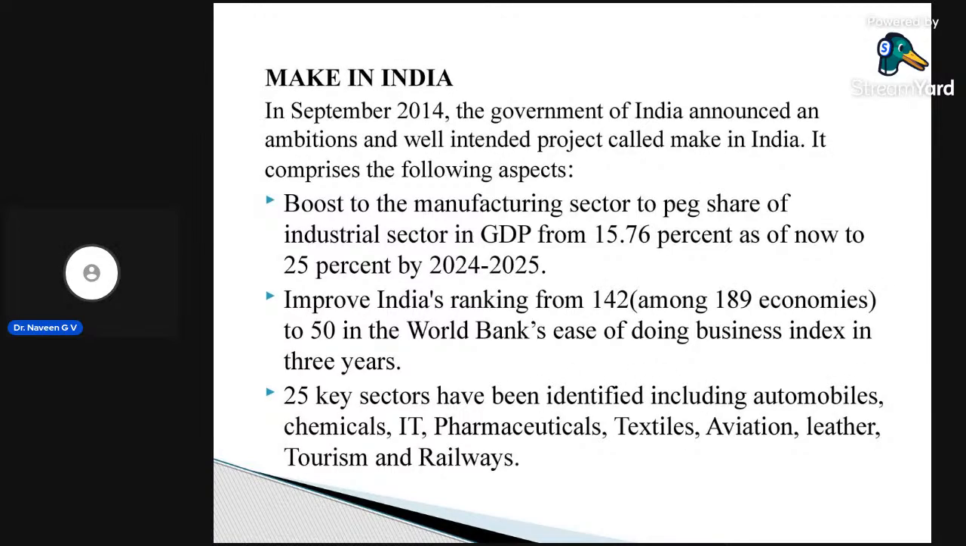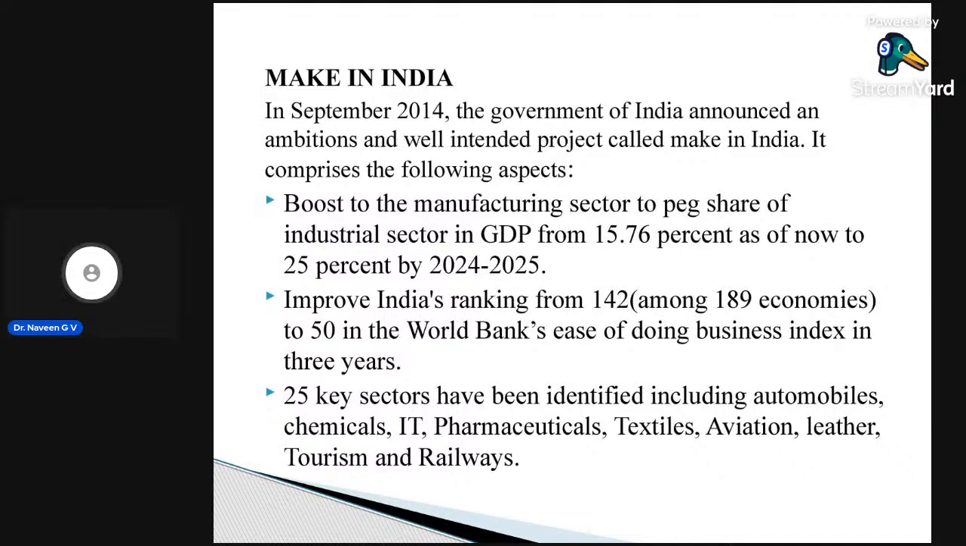Then come to the point of Make in India. Make in India was taken up in September 2014. The government of India announced the ambitious and well-intended project called Make in India. It comprises the following aspects: boost to the manufacturing sector, raising its share of the industrial sector in the GDP from 15.76% to 25% by 2025. This is Make in India.